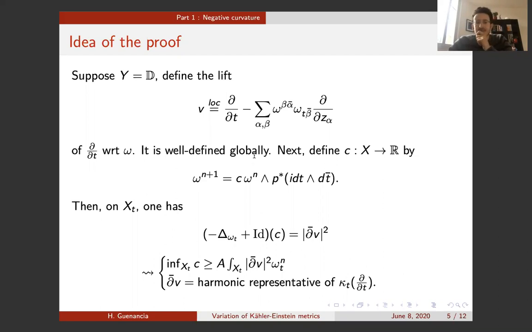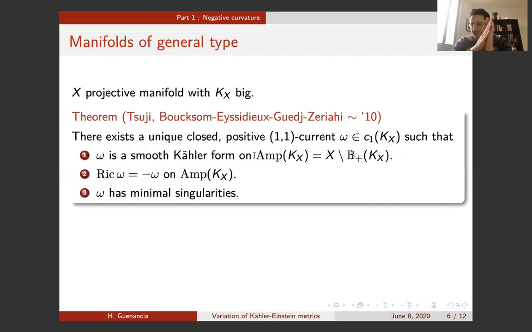And as you see, most of the work relies in establishing that PDE. That takes some heavy computation. Okay, so let me move on to a context that's slightly different, which is manifolds of general type. A manifold of general type is just a projective manifold with big canonical bundle.